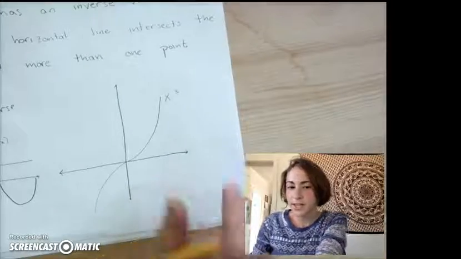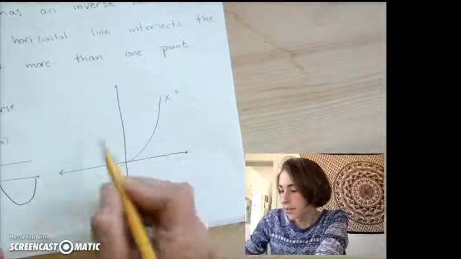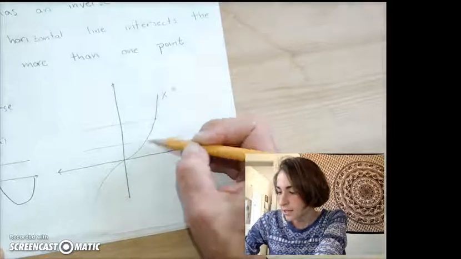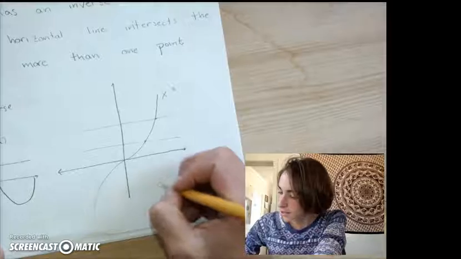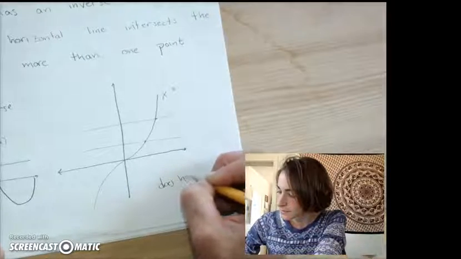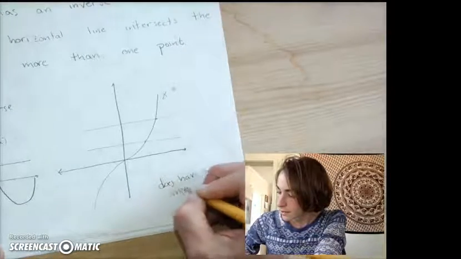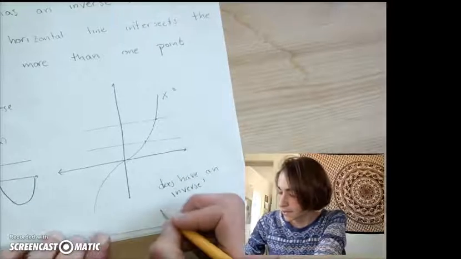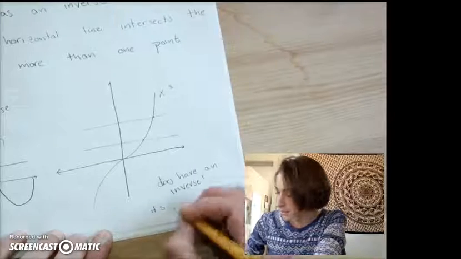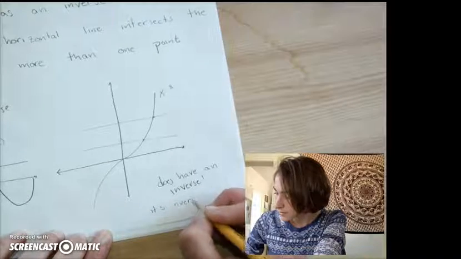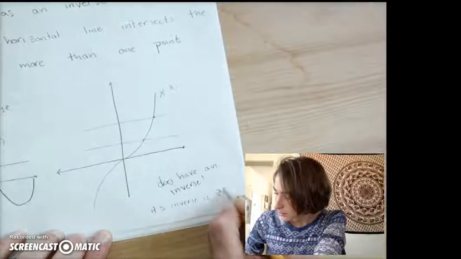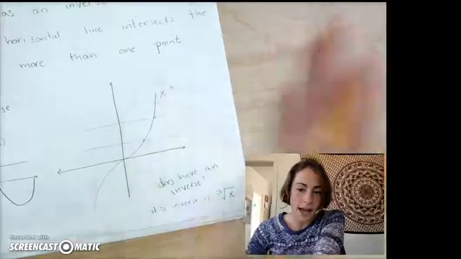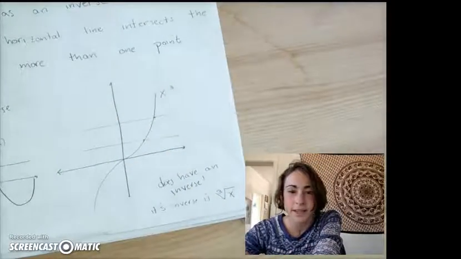What about the function x cubed? Any horizontal line that I draw will intersect x cubed at only one place. So this does have an inverse. And in fact, we found it in the previous video. Its inverse is the cube root of x. Because we saw that if you compose the cube root of x with x cubed in either direction, you'll get x back.